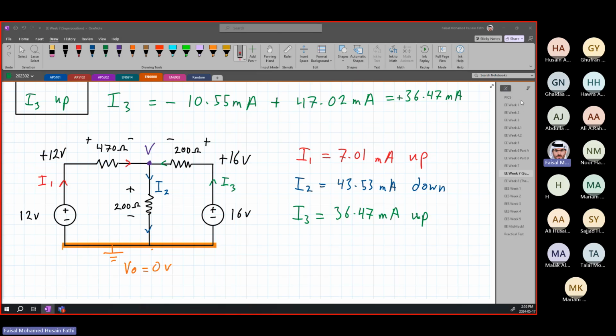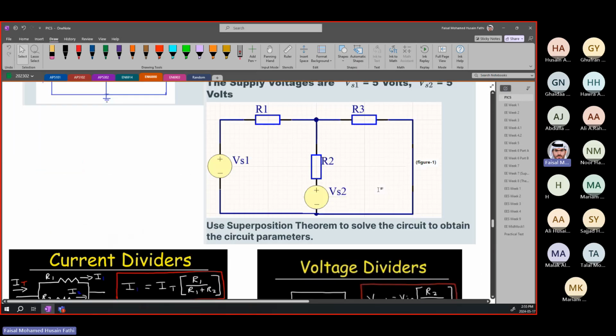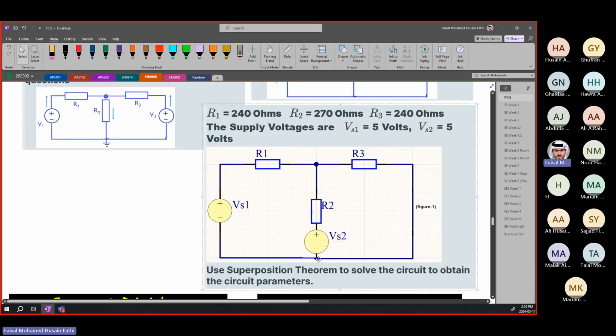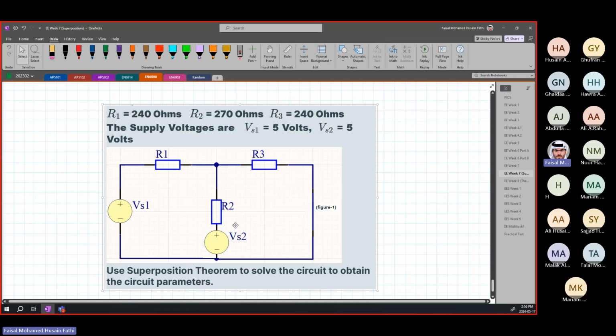I wanted to solve these two questions, but I don't think I'll have enough time. This question is exactly the same as the one that is given in Moodle for superposition, exactly the same thing that I just solved. This one is a similar concept, but the voltage source is here. All right, if I just go through this one very quickly.